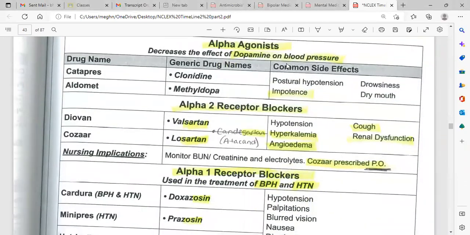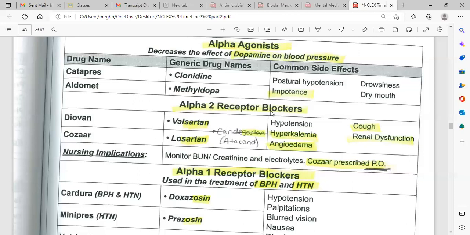This drug is called alpha agonist. Alpha agonists decrease the effect of dopamine on blood pressure. The drugs are clonidine and methyldopa. These drugs can cause hypotension, postural hypotension, impotency, and also dry mouth and drowsiness.